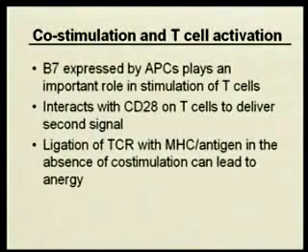Now, in addition to that, there has to be co-stimulation. And it turns out that B7, expressed by the APC, plays a very important role in this co-stimulation, and it interacts primarily with CD28 on the T cells. If you have ligation of the T cell receptor and the MHC class 1 or class 2 molecule in the absence of co-stimulation, these cells become anergic. That is, not only is there not a response, but they basically become incapable of responding to future challenges.